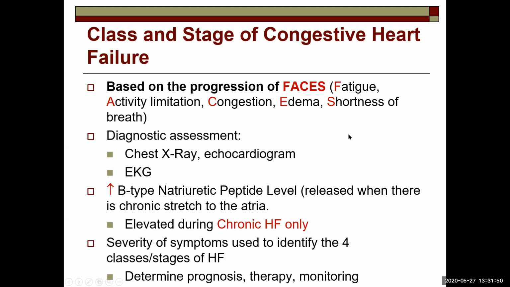So how do we diagnose a congestive heart failure? You do a chest x-ray, you're going to see a big heart, okay? On the x-ray, you can see an enlarged heart. You can do an echocardiogram. An echocardiogram, who can tell me what an echocardiogram tests for?